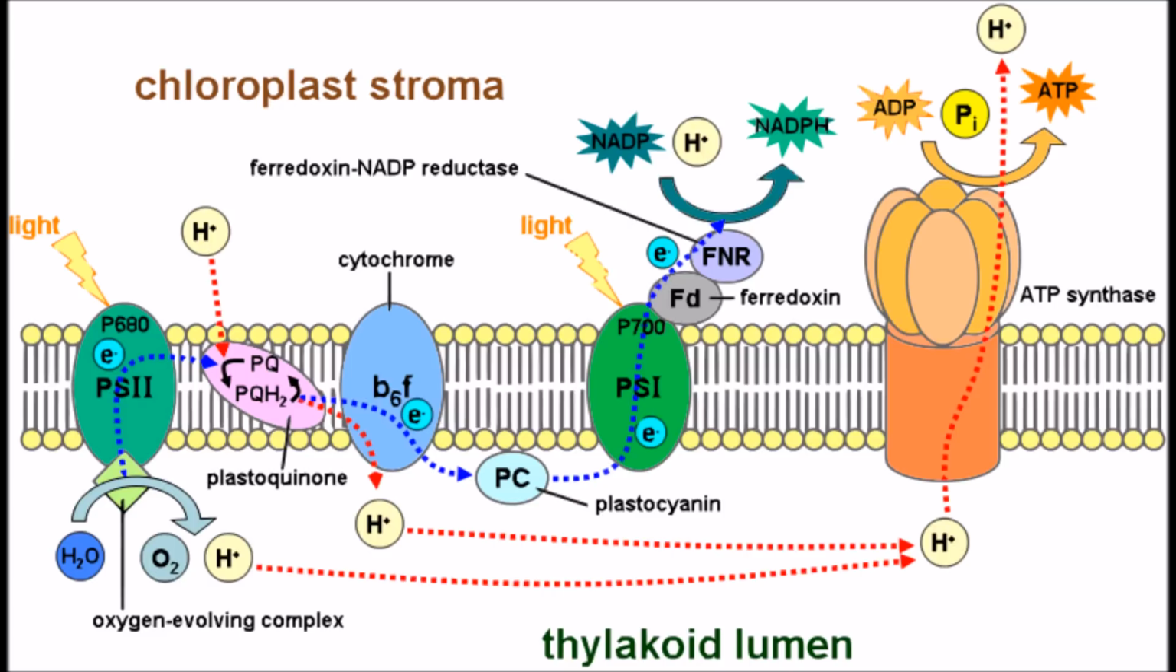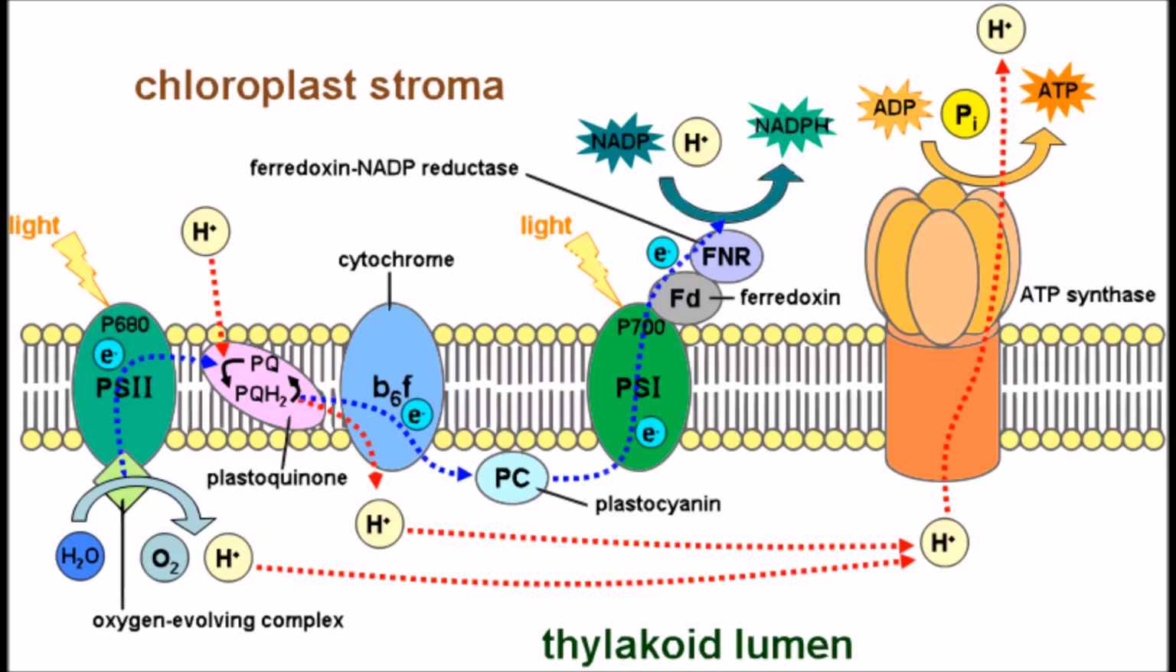The first thing I want to point out here is that you don't need to memorize this, okay? The big takeaway that I would get from this is that the photosynthetic electron transport chain, which is what is pictured here, is making ATP and is making NADPH. That is the main thing that I would take away from here.